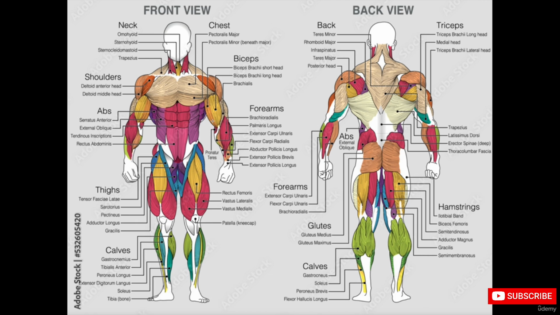And to train your brachioradialis, which is like the brachialis, which is between the bicep and tricep, you could just spam hammer curls. That is enough. That will build the thickness of your bicep.